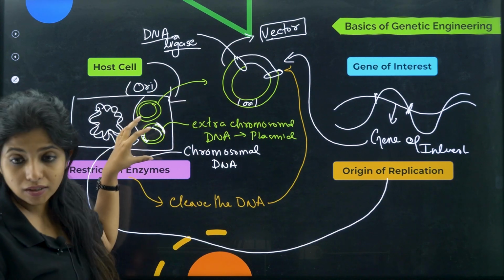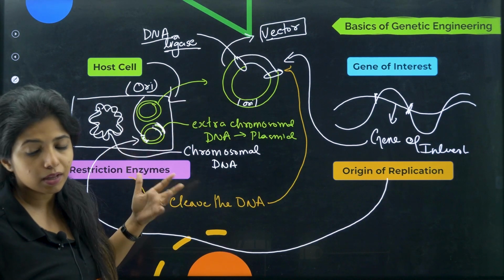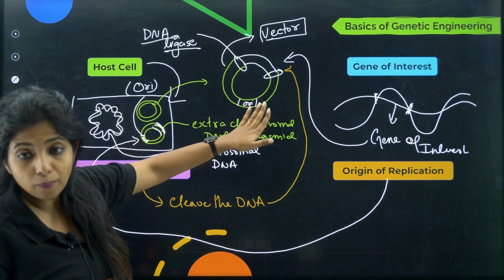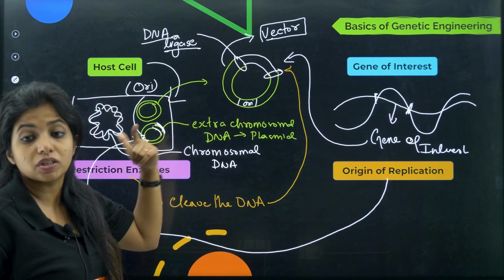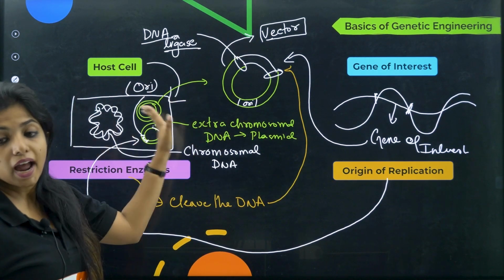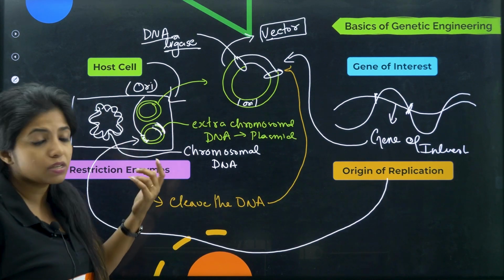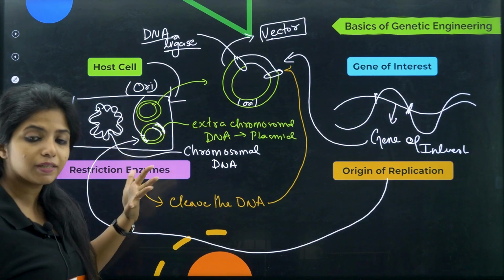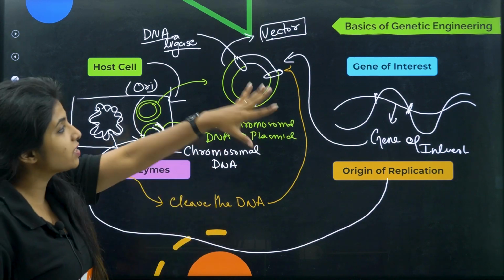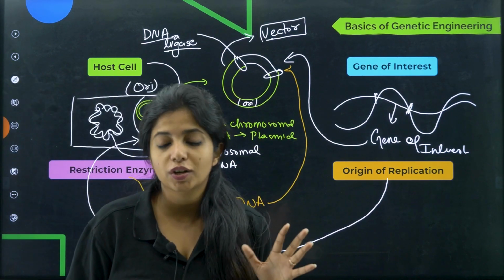Now once it is back into the cell, I have to make sure that replication is happening. How can I make sure of that? Only if it has a proper ORI site, that is the origin of replication site, then only the next enzyme, DNA polymerase, will come and attach over here and do the replication and give me multiple copies of my gene of interest. This is my gene of interest, it will make multiple copies and then I can take the gene of interest. So this is the basics of genetic engineering, my children.